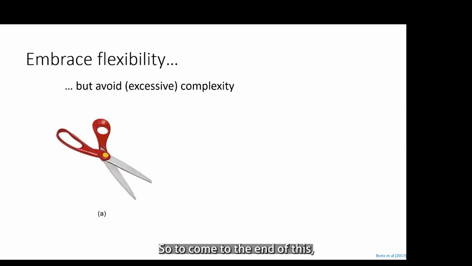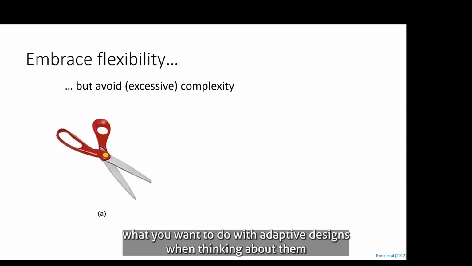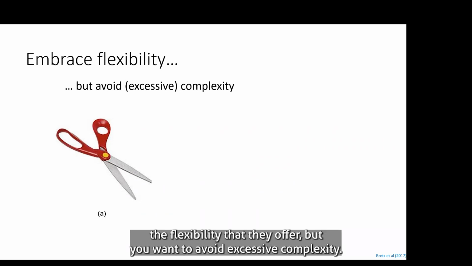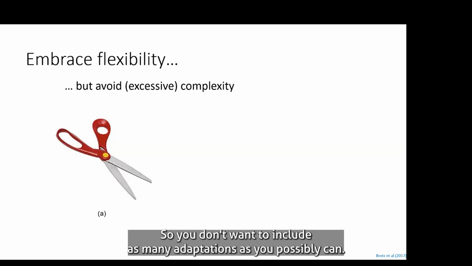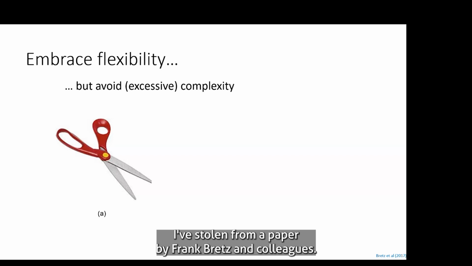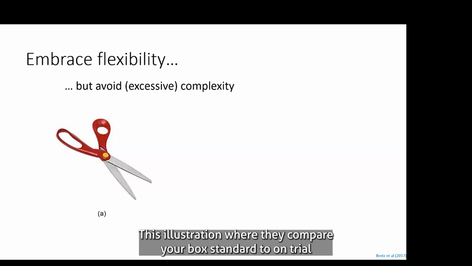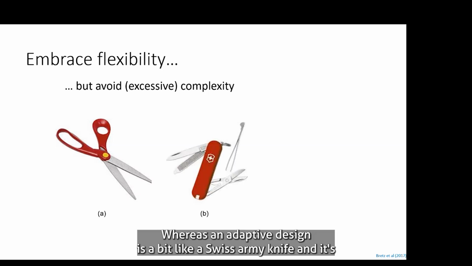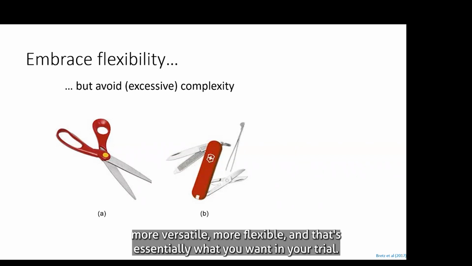So to come to the end of this, what you want to do with adaptive designs when thinking about them and including them in your next trial is you want to embrace the flexibility that they offer, but you want to avoid excessive complexity. So you don't want to include as many adaptations as you possibly can. This is something I've stolen from a paper by Frank Bretz and colleagues, this illustration where they compare your standard two-arm trial to a pair of scissors. It's good at doing one thing and one thing only, whereas an adaptive design is a bit like a Swiss Army knife, and it's more versatile, more flexible, and that's essentially what you want in your trial.